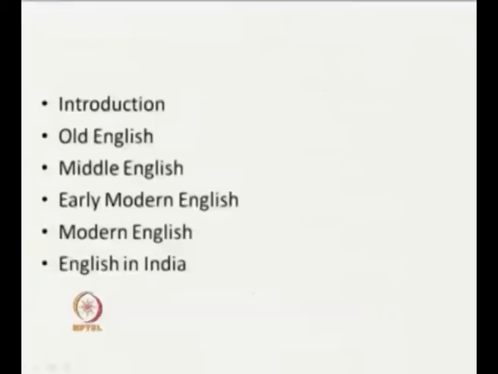Then we saw that in the second module, we are going to talk largely about language and particularly the history of the English language, which we divided into Old English, Middle English, Early Modern English, Modern English and ending with English in India.